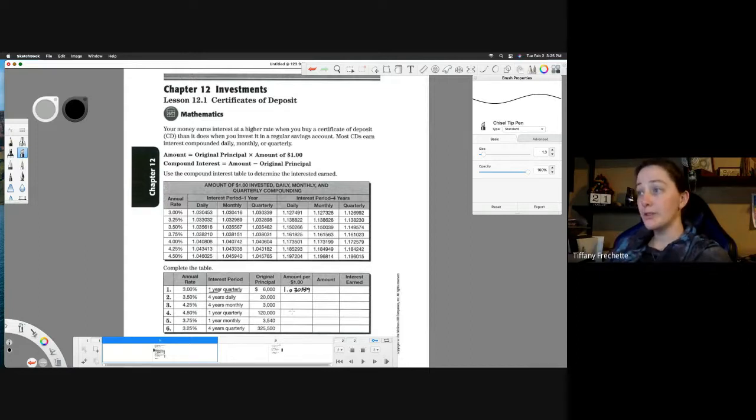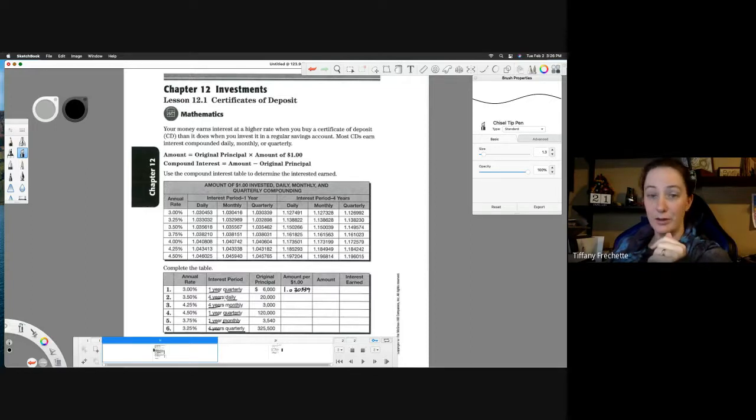And so all you're doing on this whole row is that same thing. You're going to match up the percentage to which chart it's coming from. So we have 4 years daily, 4 years monthly, 1 year quarterly, 1 year monthly, 4 years quarterly. So I'm underlining those separately because they matter. We have to pay attention to those. So 4 years, I'll go ahead and do the second one. So we have one year and one 4 year.